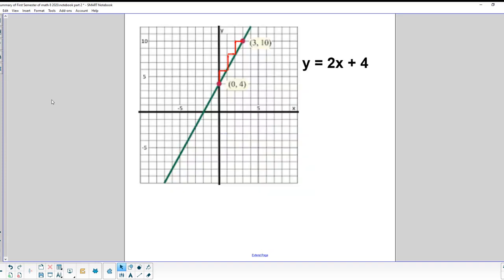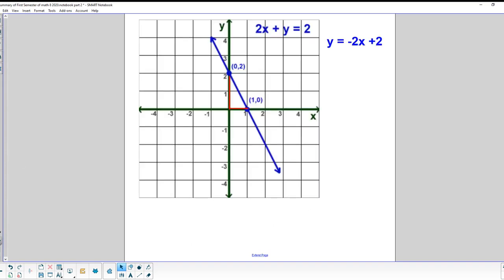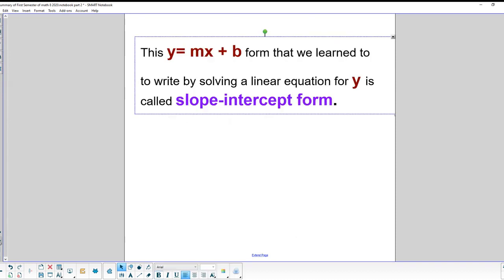Here's an example of y equals 2x plus 4. Here's an example of y equals negative 2x plus 2. This y equals mx plus b form that we learned to write by solving a linear equation for y is called slope-intercept form.